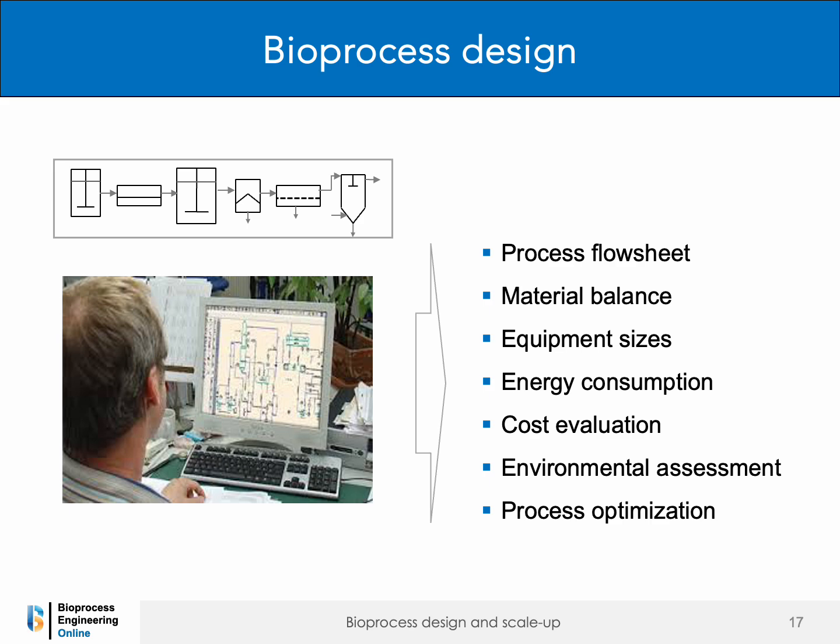Once the flow sheet is established, the process engineer methodically conducts a material balance assessment, determining the sizes of unit operation equipment and evaluating their corresponding energy consumption. Subsequently, the engineer carefully scrutinizes investment and production costs, thoroughly assessing the environmental impacts associated with the proposed bioprocess. The final step involves bioprocess optimization, driven by considerations of both economic feasibility and environmental impact.